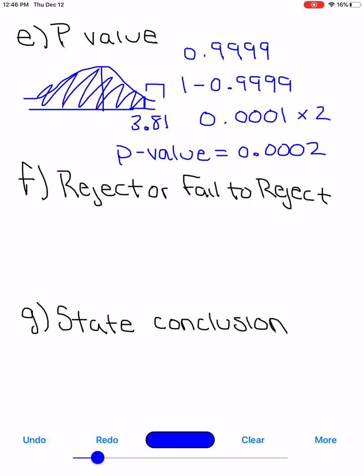Since we have our p-value, we can now move on to Part F, where it says, based on your answers in Part A through E, will you reject or fail to reject the null hypothesis? Are the data statistically significant at level alpha? So in order to reject or fail to reject, we take our p-value and compare it to our level of significance. Since our p-value is less than our level of significance, we will reject the null hypothesis.